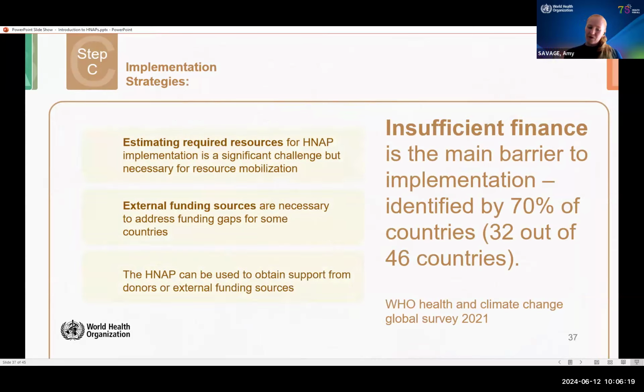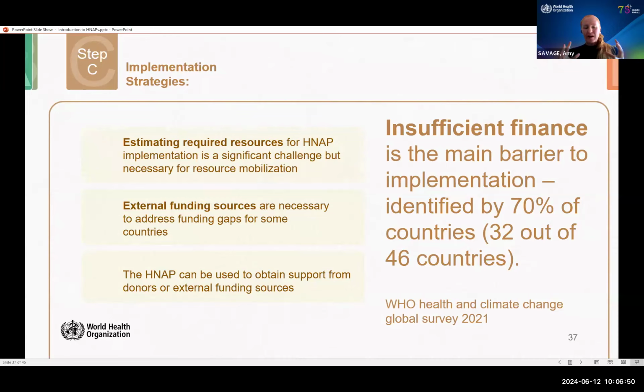So I mentioned before that health is one of the sectors that is the least well-funded in the climate change space. And we found in our last global survey on climate change and health that insufficient finance was the main barrier to implementation of the HNAP. 70% of the countries that responded to that question identified insufficient finance as their primary barrier.